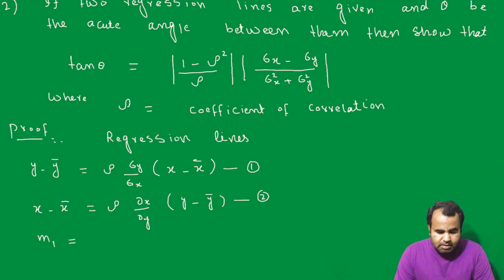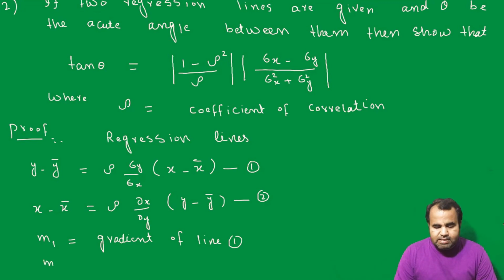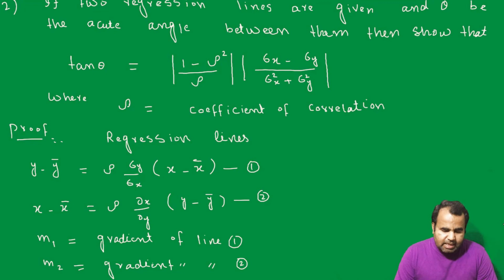Remember that the values of bxy and byx have also been described over here, which are rho sigma y over sigma x and rho sigma x over sigma y respectively. Here m1 is the gradient, meaning the slope of the regression lines. So m1 is the slope of which line? The first line, x on y. And m2 is the slope of the second line, y on x. So this is the gradient of line 2. We are taking the gradient or slope of the two lines, the first line and the second line.